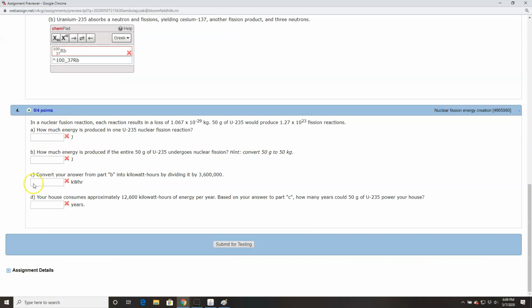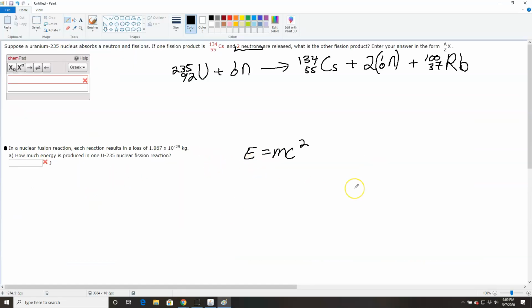So the next thing, though, I want to talk about is E equals mc squared. Question is, well, how much energy gets released? This is where Einstein's idea that mass and energy are actually the same thing, and the linkage between them is the speed of light squared. So in one fission reaction, we have a loss of 1.067 E negative 27 kilograms. How much energy is produced in one? So that would be the energy produced is 1.067 E negative 27.